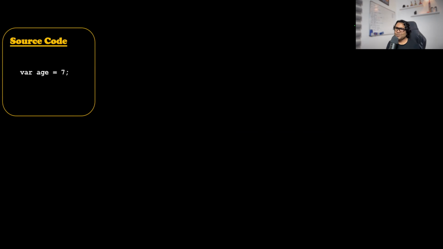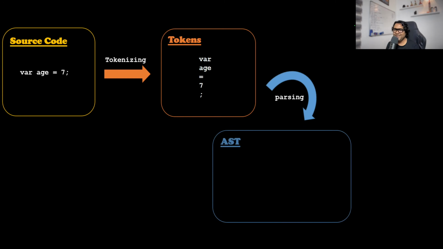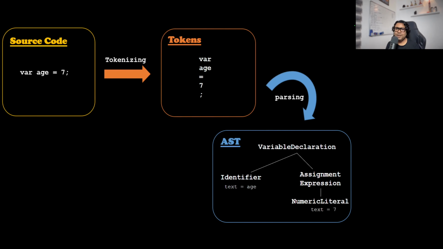So let's understand it once more. You have a source code with tokenizing. It is breaking into different kinds of tokens and parts. From the tokens, you have parsing. After parsing, you're generating the abstract syntax tree. From the AST, the final thing will be the machine generated code. That's what your machine understands.